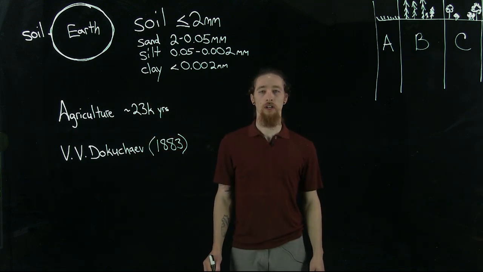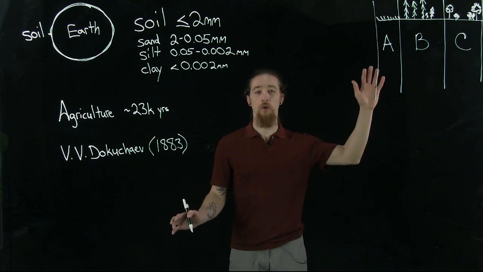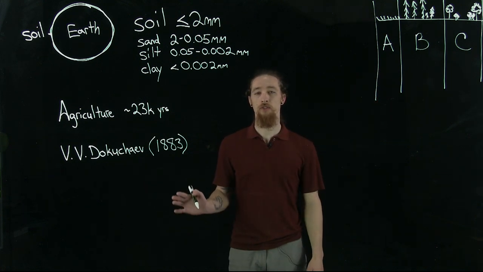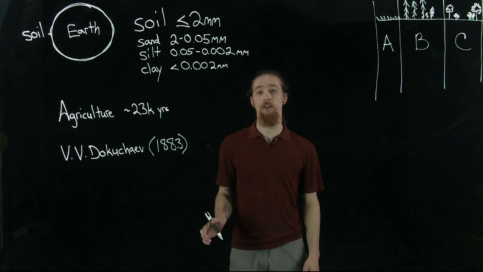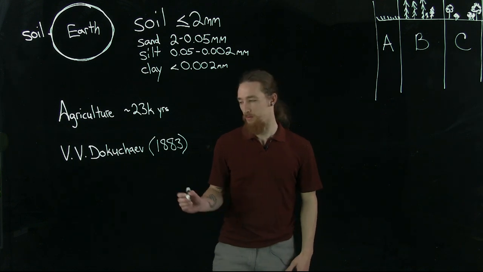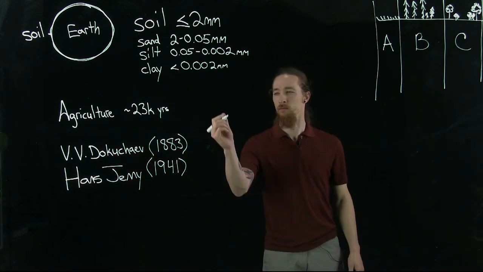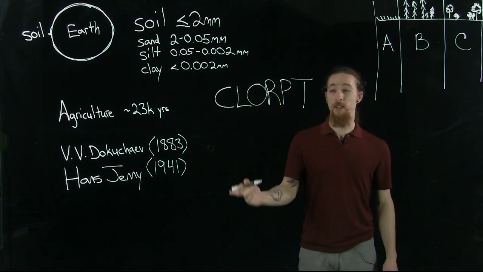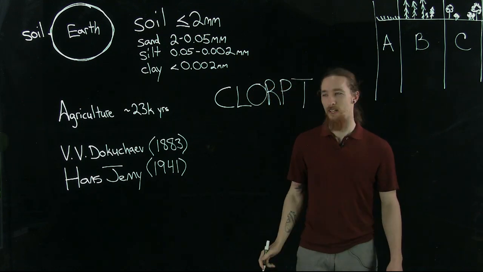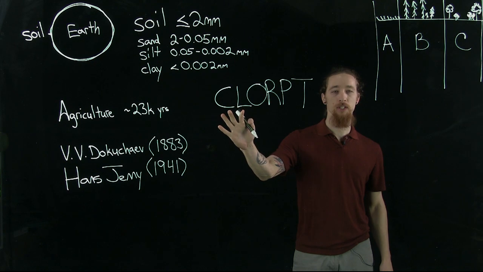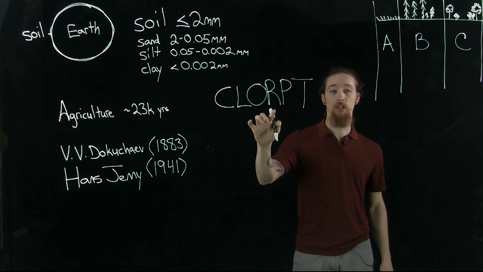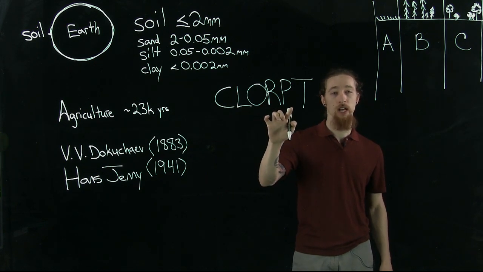In 1941, Hans Jenny, a Swiss scientist, took Dokuchev's idea of soil orders and modernized his soil-forming factors into an acronym called CLORPT. All right, say it with me, CLORPT. All right, this stood for climate, organisms, relief, parent material, and time.